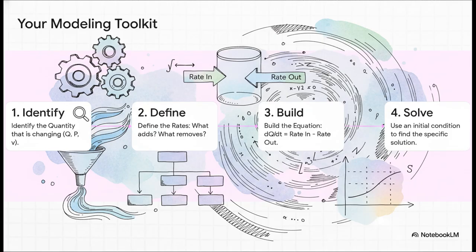4 simple steps. 1. Figure out what's changing. What is the actual quantity you care about? Salt? People? Velocity? 2. Define the rates. What's adding to it? What's taking away from it? Get your rate in and your rate out. 3. Build the equation. This is the easy part now. dQ/dt equals rate in minus rate out. And 4. Solve it. Use your starting point, your initial condition, to nail down that constant and find the one specific solution that matches your problem. That's it. That's the whole game.